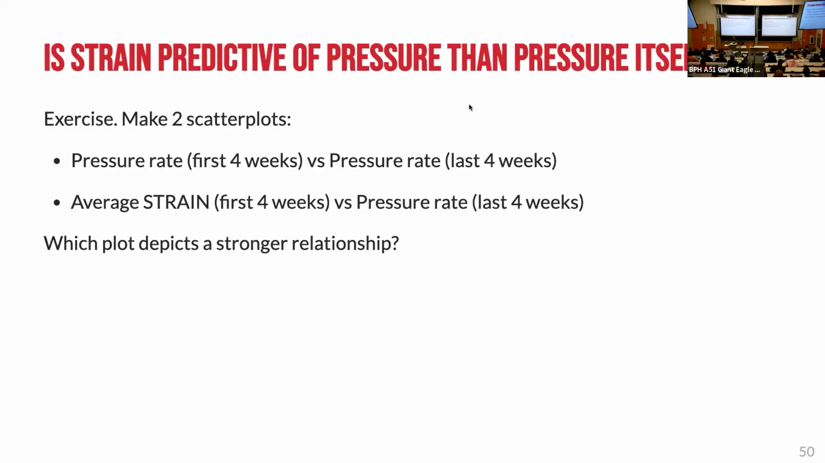Another question we can ask here that I didn't put, and which I'm not going to illustrate for the sake of time, is: is strain more predictive of pressure than previously observed pressure itself? So here's a little exercise that you might want to try after the workshop. We're going to plot two scatter plots. First, pressure rate for the first 4 weeks versus pressure rate for the last 4 weeks. The second plot is the average strain for the first 4 weeks versus the pressure rate for the last 4 weeks. We want to know which plot depicts a strong relationship, to ultimately answer this question: is strain more predictive of pressure than previously observed pressure itself?